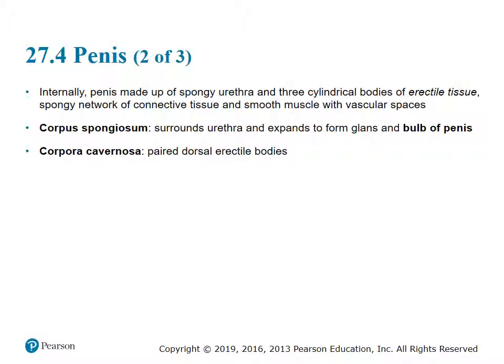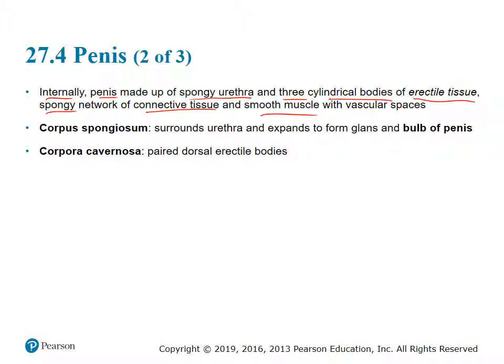And so when we look internally, the penis is made up of, again, the internal urethra, we call the spongy urethra, and then 3 cylindrical bodies externally from the urethra. So when we look at the spongy urethra, that's the urethra that's right in the center of the penis. And then surrounding that area are these 3 cylindrical bodies, and that's where we have erectile tissue, right?